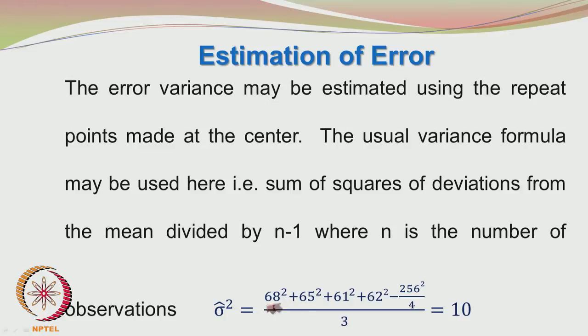So sigma hat squared is equal to 68 squared plus 65 squared plus 61 squared plus 62 squared. What are these points? These are nothing but the values obtained at the center. They are the repeat points at the center, and 256 would be a sum of all these 4 observations. 68 plus 65 is 133, 194, 194 plus 62 is 256. So that is what you have here, and 4 would be the total number of repeats, which is 1, 2, 3, 4. And then this 3 represents the degrees of freedom for the 4 data points. Since you are already calculating the mean from the 4 data points, we lose a degree of freedom there, and we have only 3 as the degrees of freedom, and we get sigma hat squared as 10.